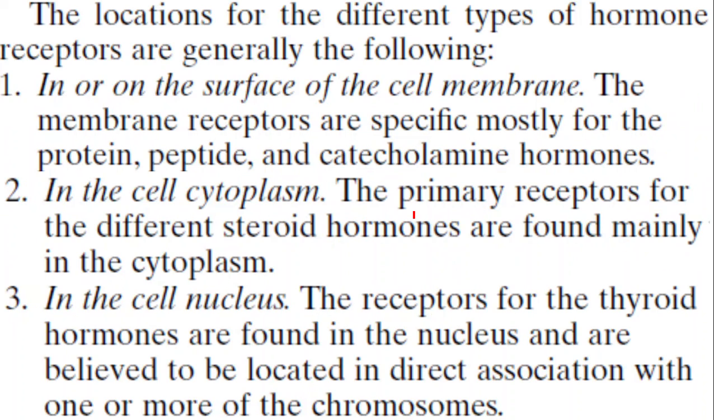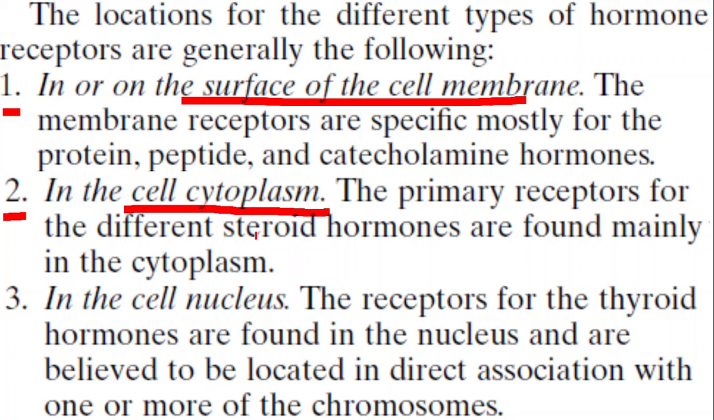Based on the location of the receptor, hormones are of three types. Case 1: hormones with receptors on the plasma membrane of the cell, on the cell surface membrane. These are mainly proteinaceous hormones, peptide hormones and catecholamine hormones, because these hormones are not able to pass through the plasma membrane into the cytoplasm. So their receptors are present on the cell surface membrane, and binding of the hormone with the receptor outside the membrane leads to a series of chemical reactions inside the cell. This makes use of second messengers. We will see later.